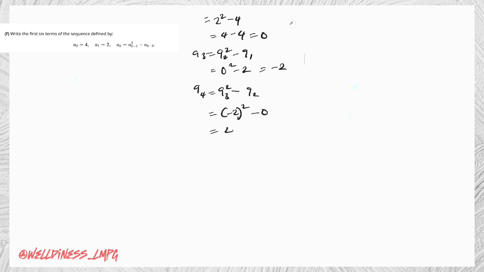Now for our A4, we have 4 minus 1, which will give you 3. So that's A3 squared minus A4 minus 2, which is A2. So A3 is minus 2. So minus 2 squared will give you plus 4. So 4 minus 0 will give you 4.